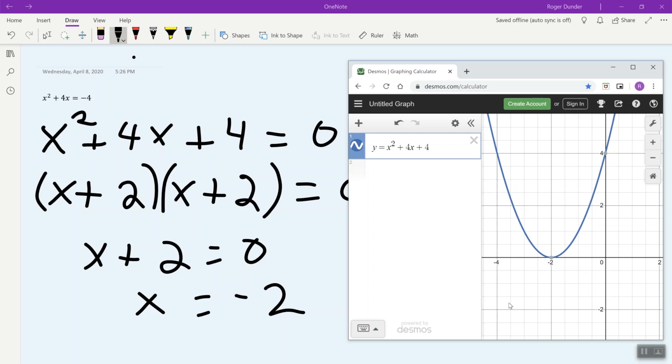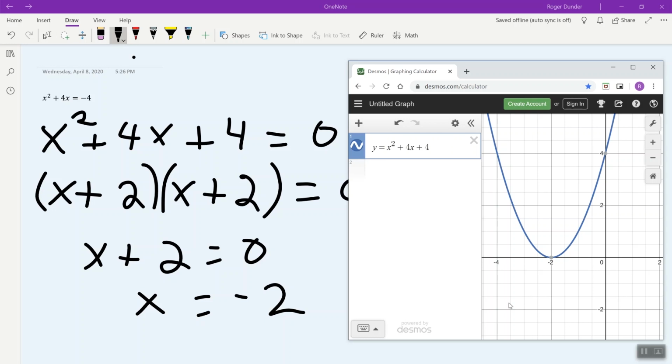So if you were to be asked, what are the zeros of this function, or what are the roots of this function, or solve this equation for x, you come up with x equal to -2. And there you have it. Vertex is at -2, 0, and -2 on the x-axis, therefore, is our one and only root.